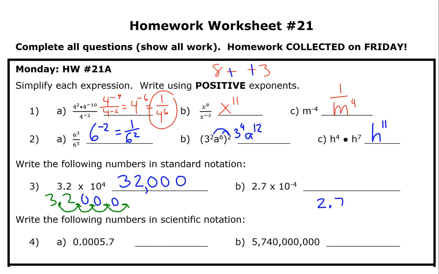So when I start with my coefficient, the decimal here is between the 2 and the 7, but I need to move 4 places lower. 2, 3, 4. And this time I have to write the decimal point. Before, the decimal point was all the way at the end of the number, so it was optional. But when the decimal point is at the beginning of the number, you must write it.